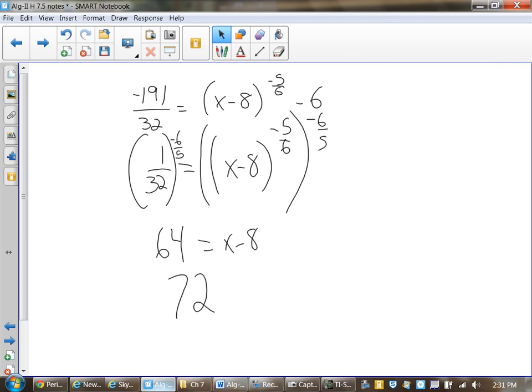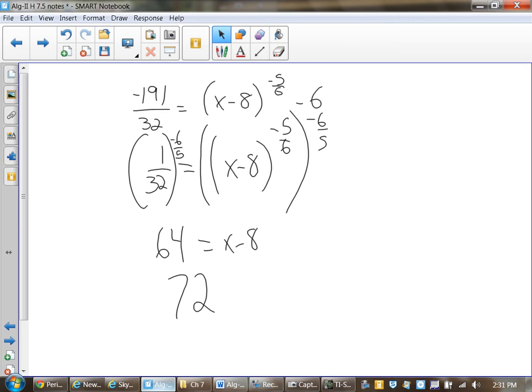What that means is that you fix the fraction right away, so you get 32 to the 6/5. What's the 5th root of 32? What number to the 5th power gives 32? 2. So then what's 2 to the 6th? Well, you know what 2 to the 5th is? It's 32, times 2, you get 64. Add 8, you get 72. Okay? That's how that one works.